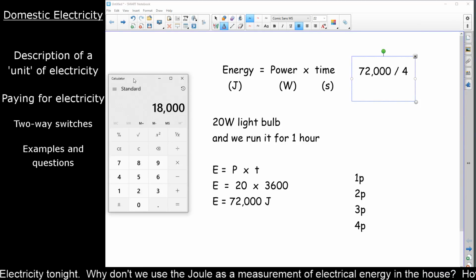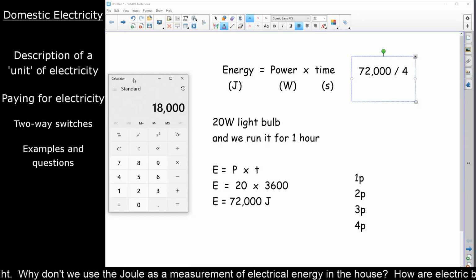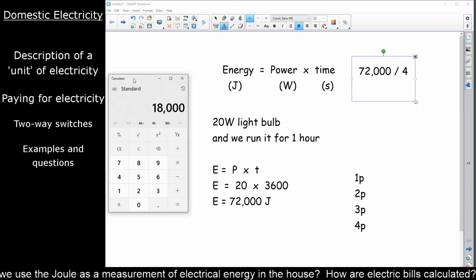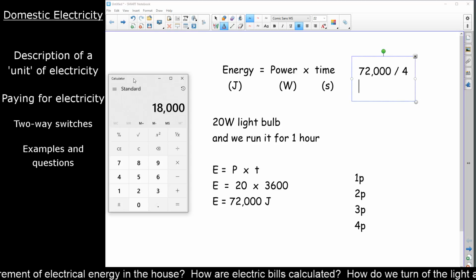That seems quite good, doesn't it? 18,000 of anything seems quite good. And you know that a joule is roughly the energy taken to lift an apple a metre. So lifting an apple 18,000 metres seems pretty impressive. But it's not, and you're being ripped off. And this is the problem. Human beings are bad at big numbers, and we're bad at small numbers.